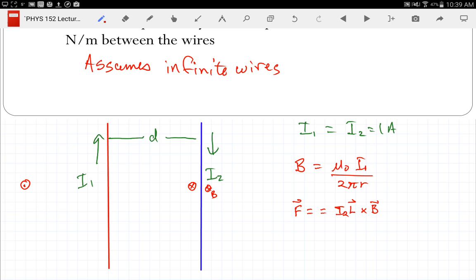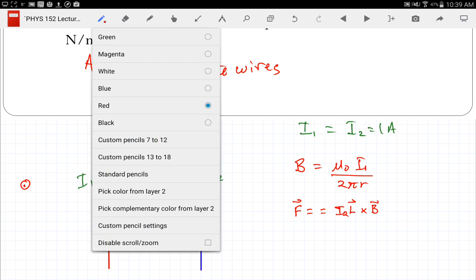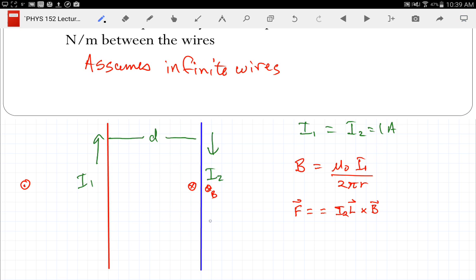Okay, so we have the direction. And so is this an attractive or a repulsive force? What did you find for the direction? It's to the right. It's to the right, so is that attractive or repulsive? Is one wire attracted or repelled by the other wire? It's repulsive. Okay, it's repulsive, being pushed apart.